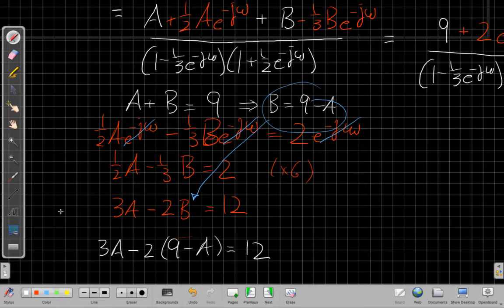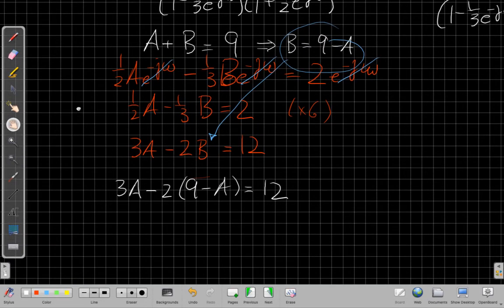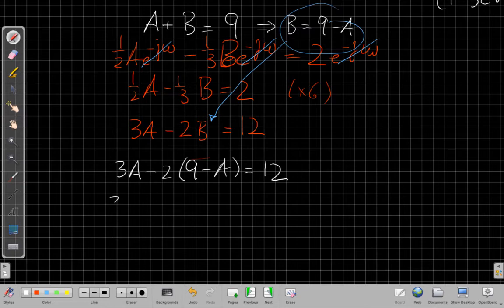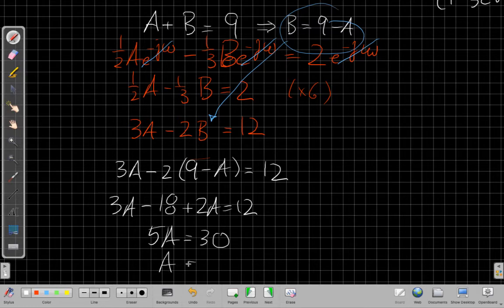And so doing a little algebra to clean that up, I'll have 3a minus 18 plus 2a equals 12. Move the 18 to the other side and combine the a's. I have 5a equals 30. So a equals 6. And then b, we have above, is 9 minus a up here. So that's 3.